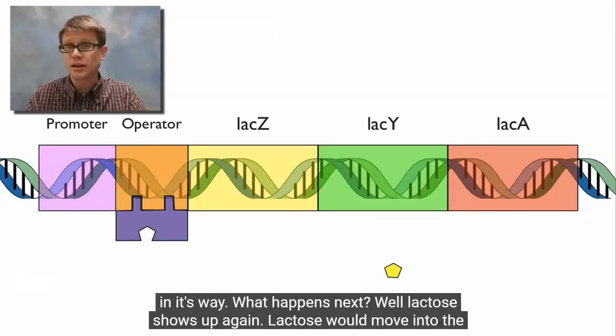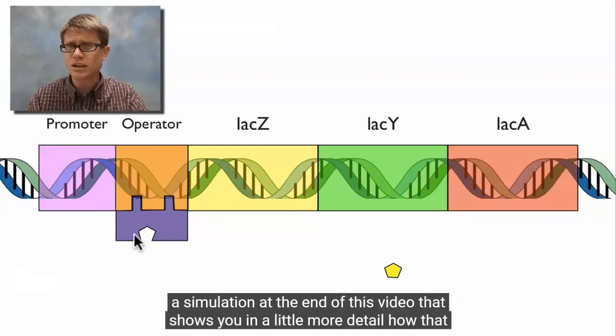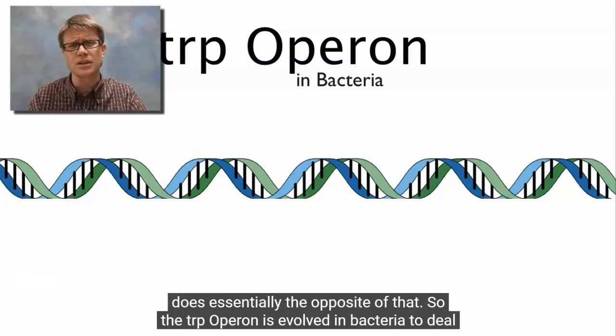What happens next? Well, lactose shows up again. Lactose would move into the repressor, free it up, and then it's going to be able to make those genes. And I've got a simulation at the end of this video that shows you in a little more detail how that takes place. Before we get there, I want to talk about the trip operon. The trip operon does essentially the opposite of that.